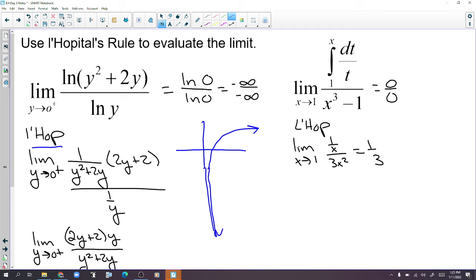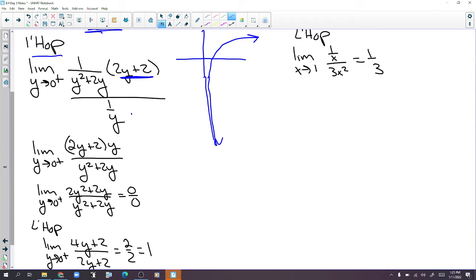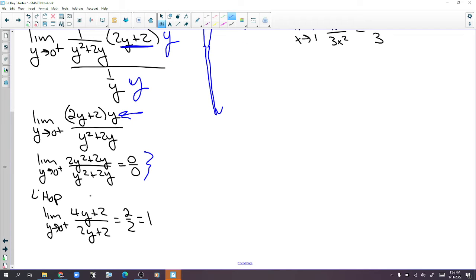1 over y squared plus 2y, but times the derivative of the inside. So there's the derivative of the inside, and then that derivative is 1 over y. So we're going to multiply by y instead of dividing by 1 over y. That puts an extra y on the top. We get 0 over 0 again. We're going to use L'Hopital's again, and we end up with a value of 1.